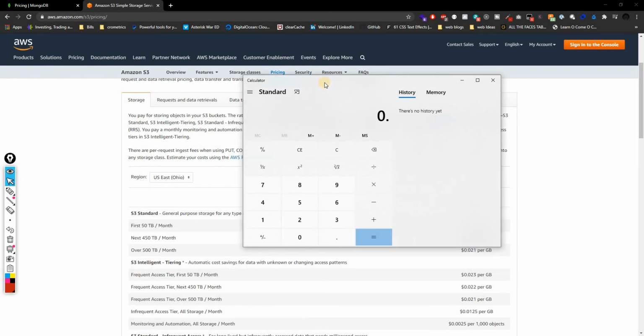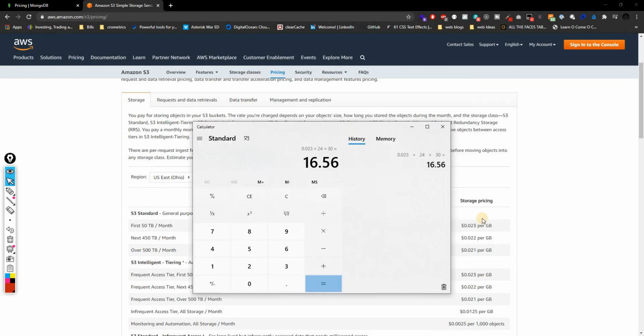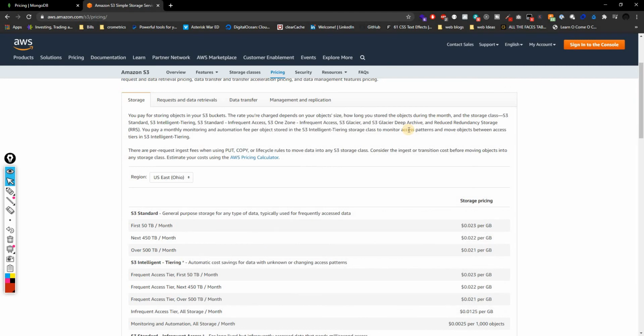So 0.023 times 24 hours times 30 days, which is a month, is $16 a month, guys. Now, this is just for a gigabyte. You might be wondering, $16 for a gigabyte? Yeah, you're right, it's still quite a bit of money, but like I said, if this is a project that's going to be making money and it's going to have a lot of users, that's decent, okay? $16 a month for 1 gig is really good.